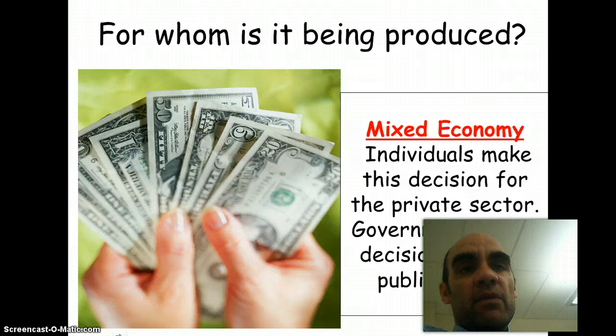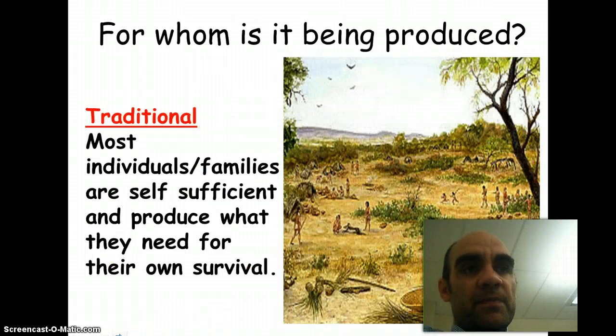In a mixed economy, again, we make decisions for the private sector, so I make decisions for myself. The government makes decisions for the country as a whole. So the government's going to decide where malls go or where roads go. I'm going to make decisions for myself and my family when it comes to economic decisions. And in a traditional economy, families are self-sufficient, or they barter with other families for things that they need. Barter means to trade.